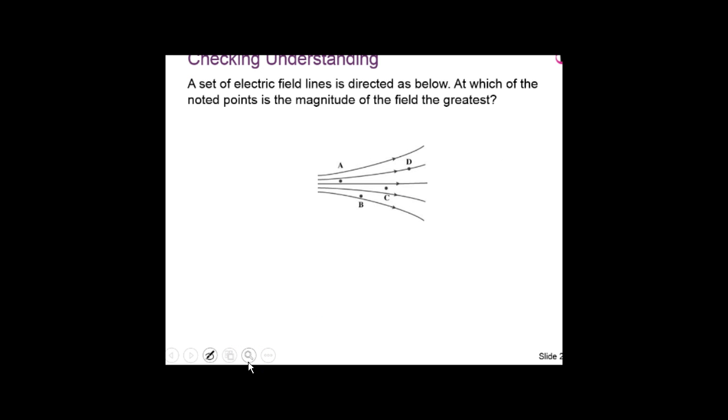So let's have a little pop quiz, right? A set of electric field lines is directed as below. At which of the noted points is the magnitude, and this just means size, or absolute value, of the field the greatest? Is it the greatest at point A, B, C, or D? Based on what I just told you, lines close together means strong field. Lines far apart means weak field. And so we would select A is the strongest electric field there.